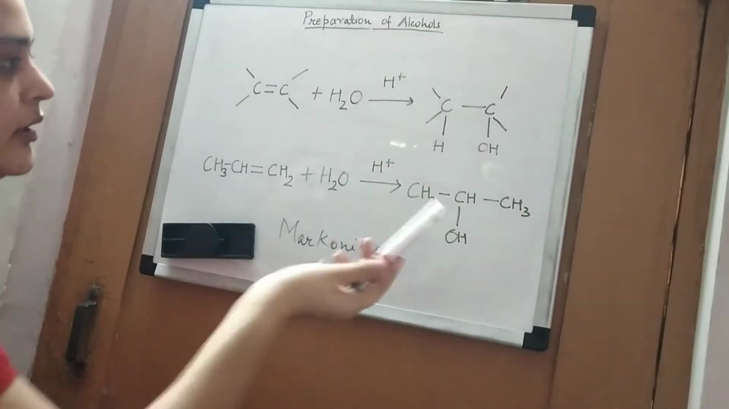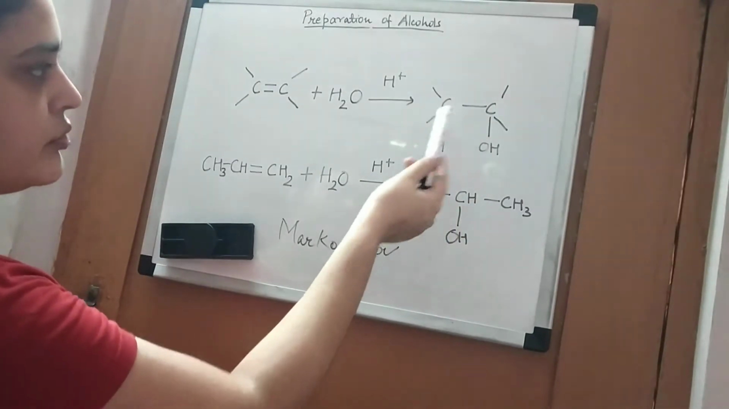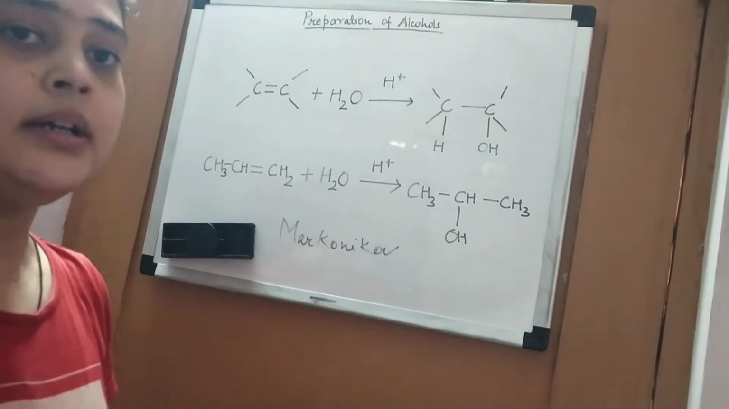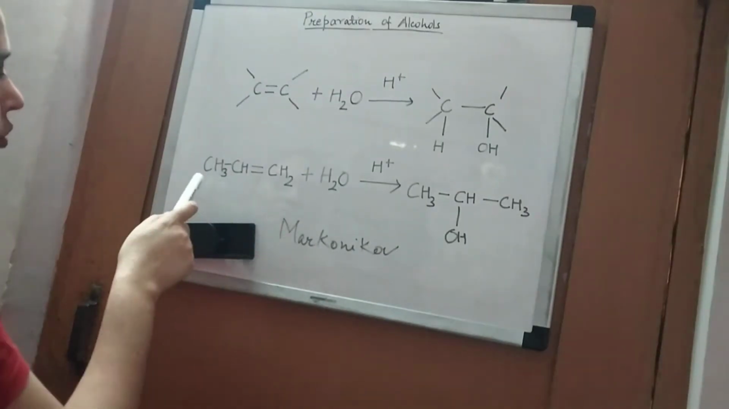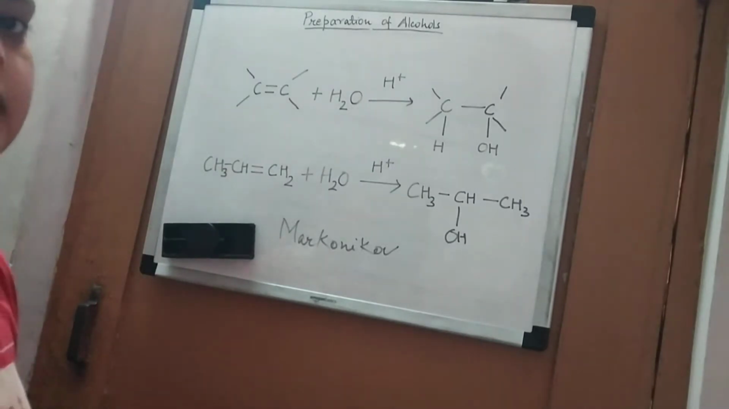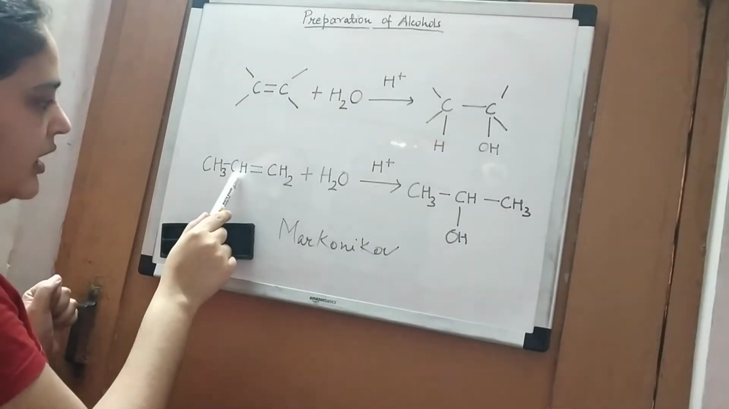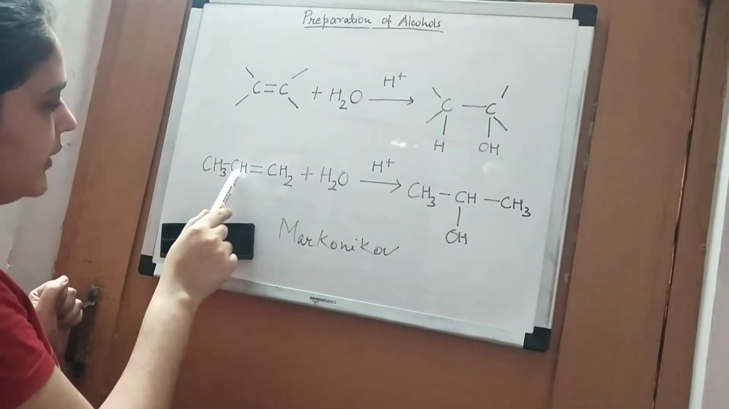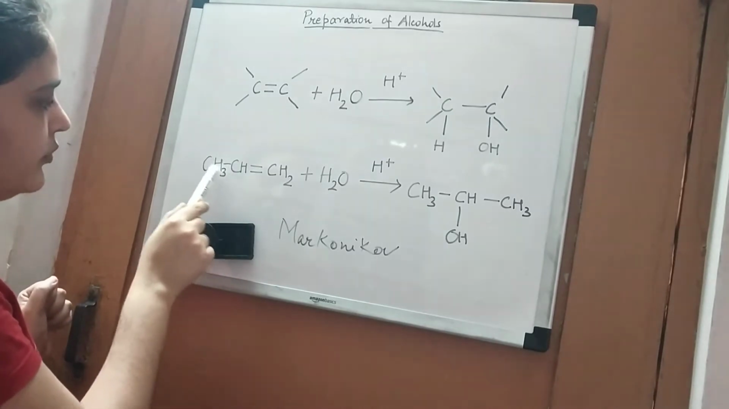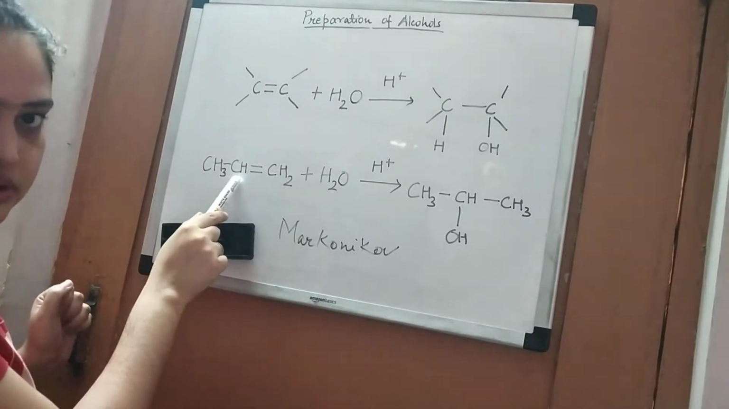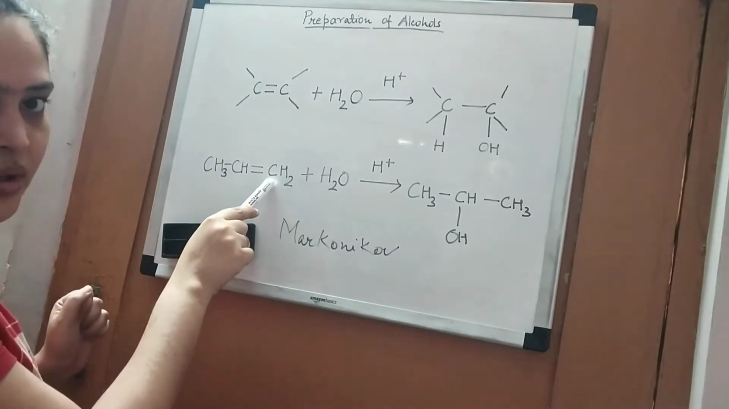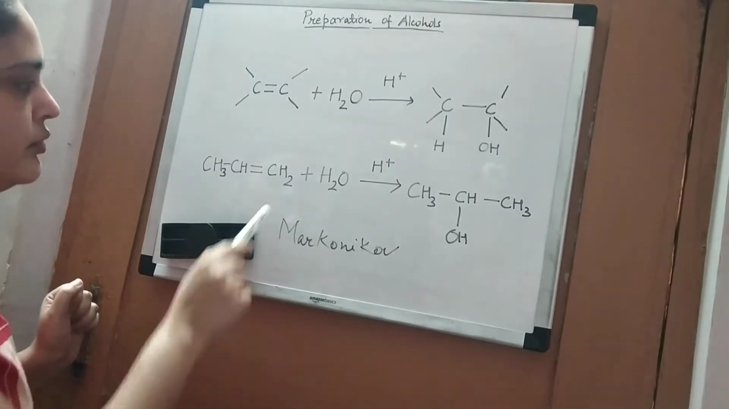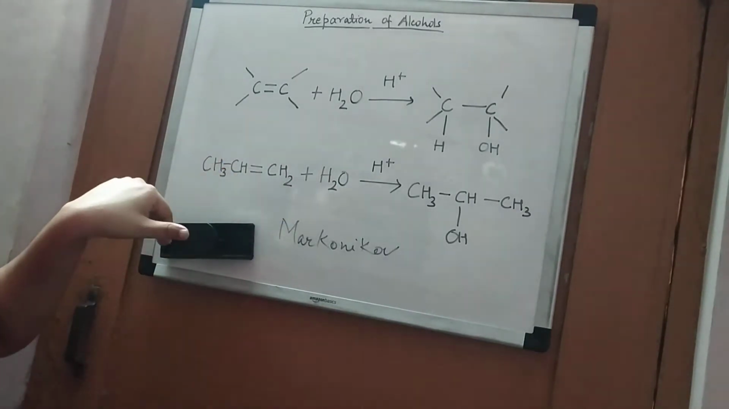Here the hydrogen and OH group can be attached to either carbon because both carbons are the same, symmetrical, similar. Now next, if the alkene is unsymmetrical, meaning the carbon which is doubly bonded on the left hand side has one alkyl group and one hydrogen attached to it, but on the right hand side the doubly bonded carbon atom is attached to two hydrogens. So here it is an unsymmetrical alkene.